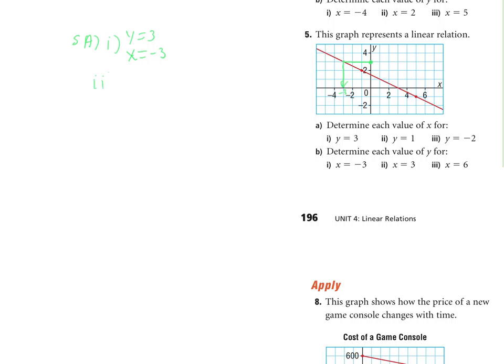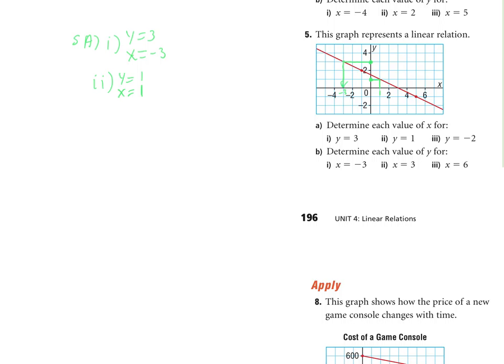Then for 2, when y is 1, which would be right here, I can come over to here and then I can go down and I can see that that is a positive 1. So when y equals 1, x equals 1.